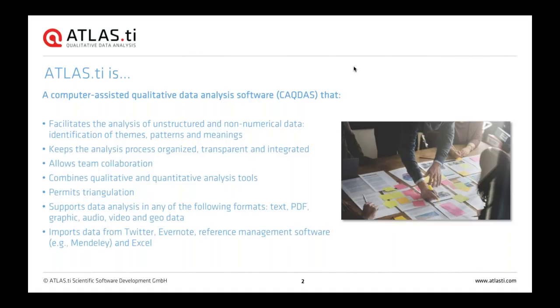So we can analyze textual data. This could be, for example, interview transcriptions or academic articles. Atlas TI is also a great tool for the literature review. But aside from text, we can also analyze images, audio recordings, videos, geodata from Google Earth Maps. We can also directly import data from Twitter, Evernote, bibliographic reference management softwares, and Excel.